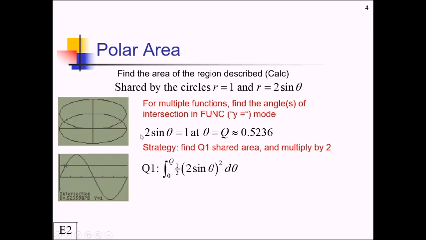Next to that, I'm going to add an integral from Q until pi over 2, because I'm just staying in the first quadrant with this strategy here. And that's going to use this 1 here, so 1/2 1 squared d theta. And at this point, I can just plug it in my calculator. And this is going to give me just the quadrant 1 area.